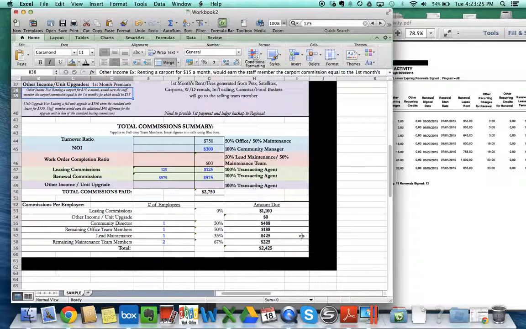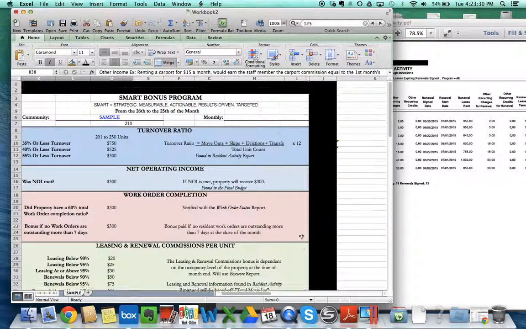So that is your SMART bonus. If you have any questions, please feel free to contact us at Comunidad or contact your regional so that we can answer any questions for you.